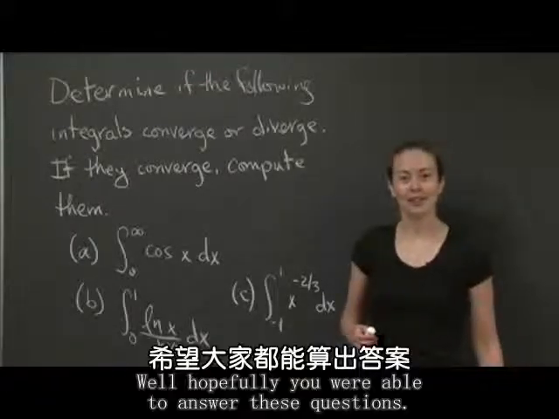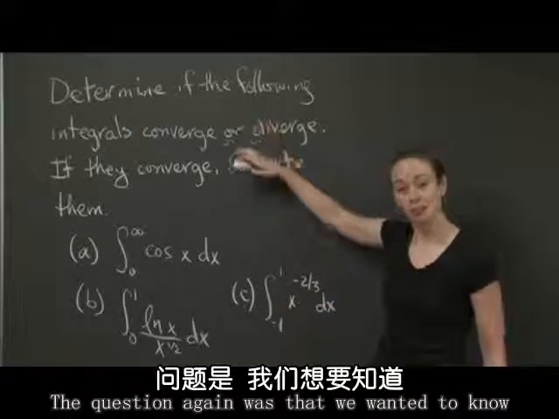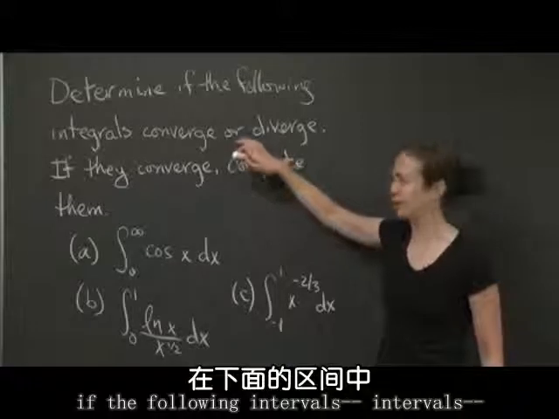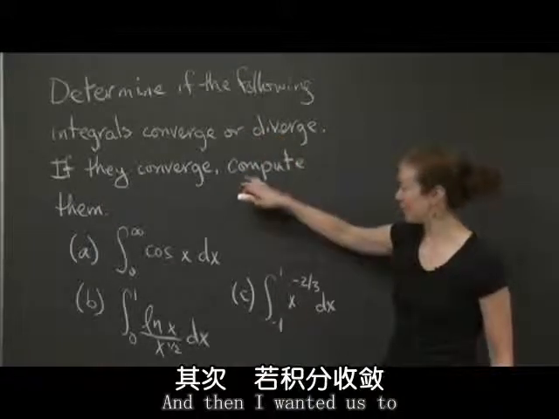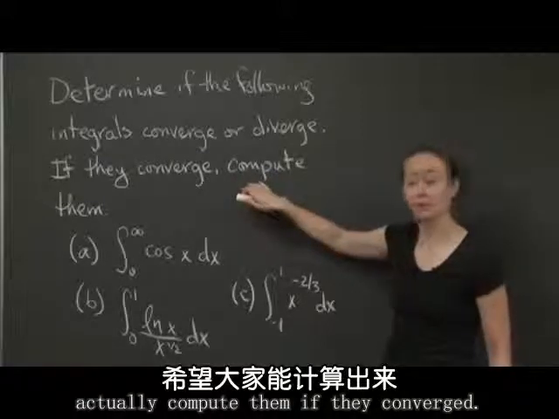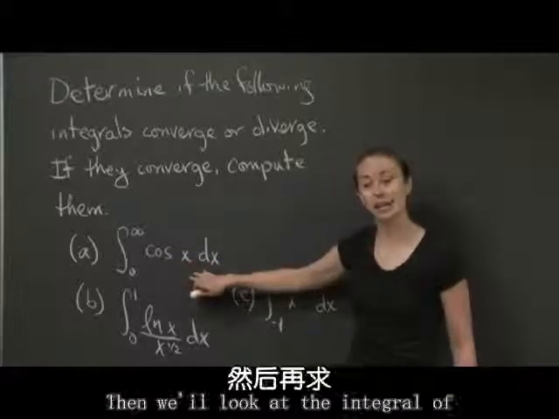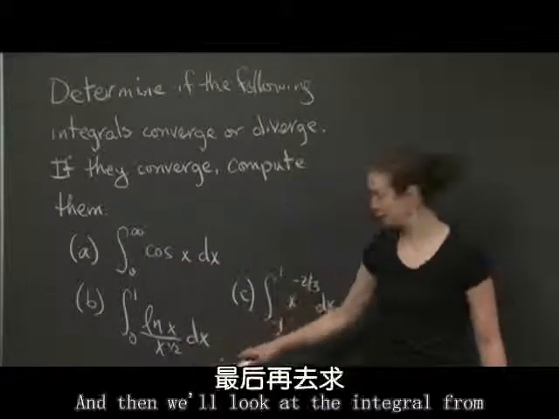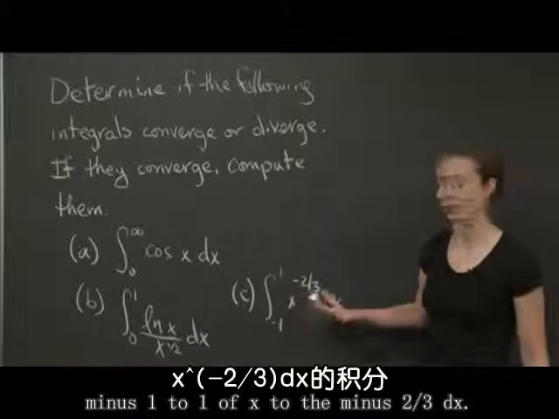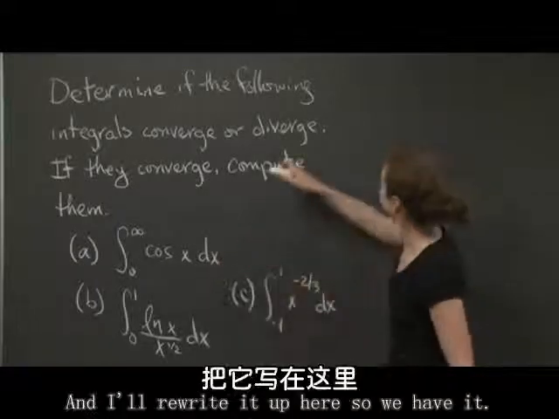Okay, welcome back. Well, hopefully you were able to answer these questions. So the question again was that we wanted to know if the following integrals converged or diverged. And then I wanted us to actually compute them if they converged. So again, we're going to start with the integral of cosine x dx. Then we'll look at the integral of natural log x over root x dx. And then we'll look at the integral from -1 to 1 of x to the -2/3 dx. So let's look at the first one.